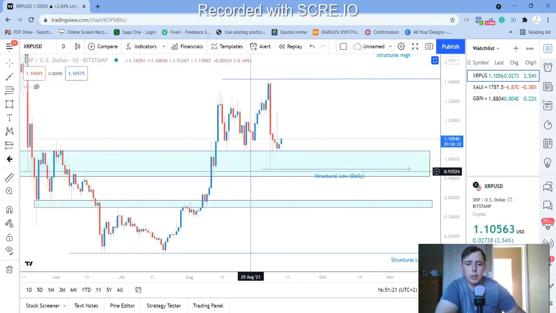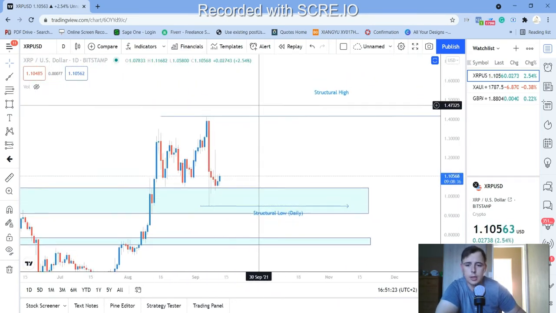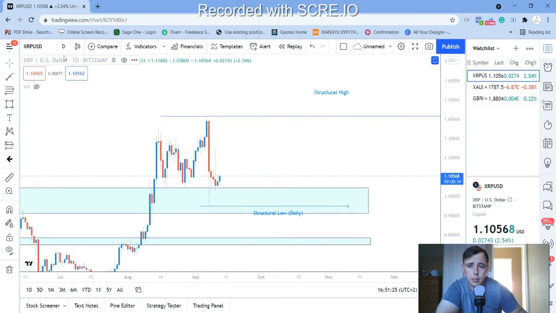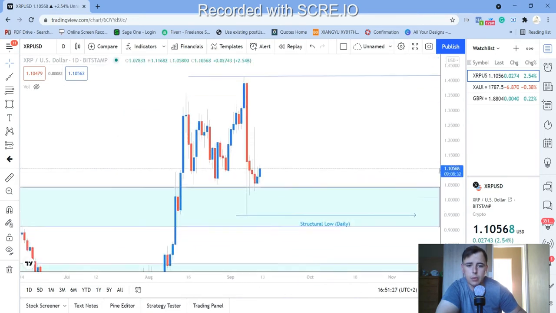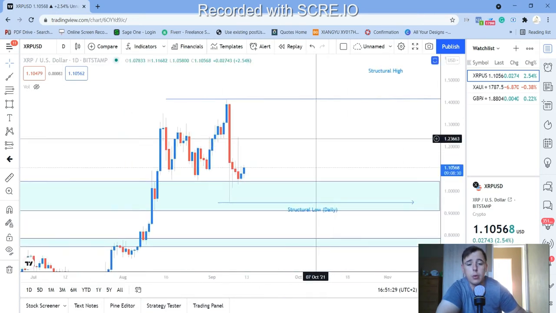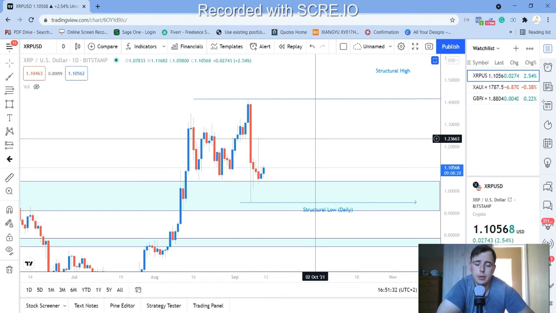So I won't be surprised if we get a nice impulse to the upside from here, but we'd have to wait for confirmation. If you are looking to buy XRP for the long term, for an investment, I would say that you should buy it whenever you can. Do a monthly thing where you just keep on accumulating it.